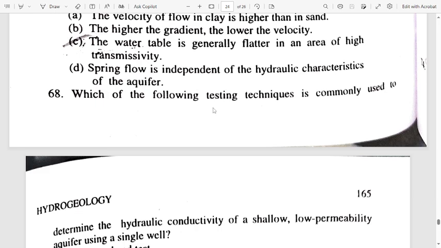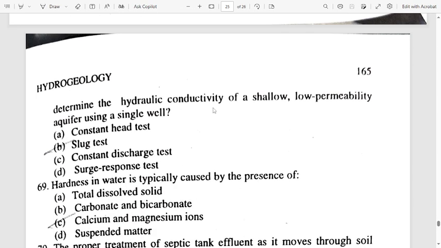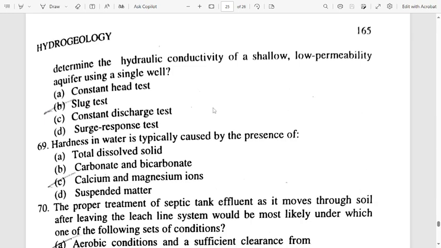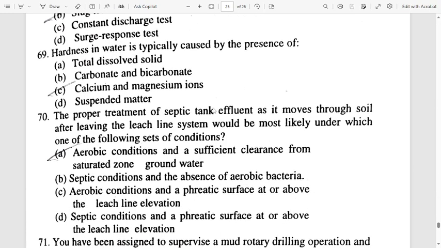Which of the following testing techniques is commonly used to determine the hydraulic conductivity of a shallow, low permeability aquifer using a single well slug test? Hardness in water is typically caused by the presence of calcium and magnesium ions.